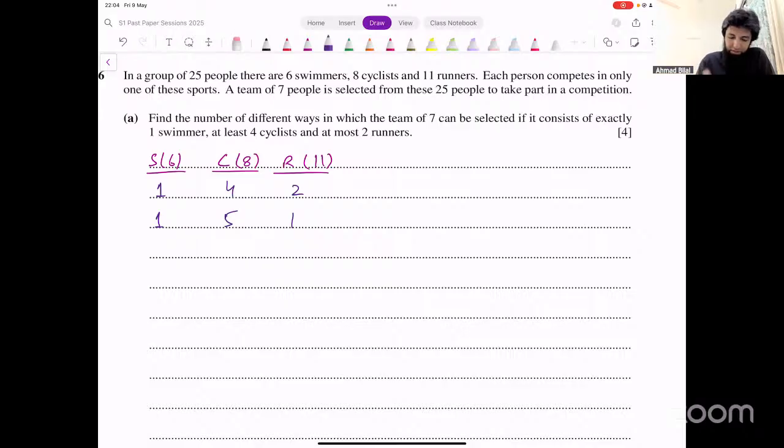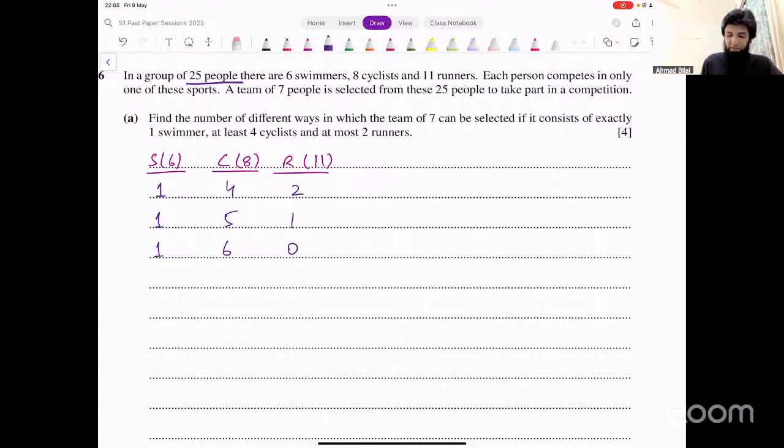Okay, so let's read the question statement again. 25 people, 6 swimmers, 8 cyclists, and 11 runners. Each person competes in only one of these sports. So the condition is only that people can only compete in one sport. It doesn't have to be that there has to be at least one runner. It doesn't say that anywhere. So we can have 0 runners as well. That's another possibility. So we can have 1, 6, and 0. That's the third possible case. We got these 3 possible cases.